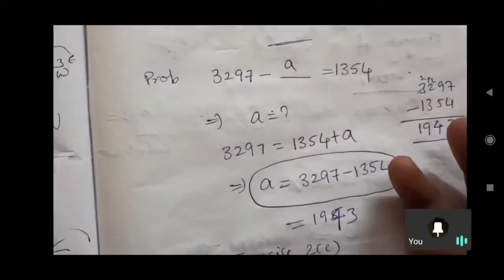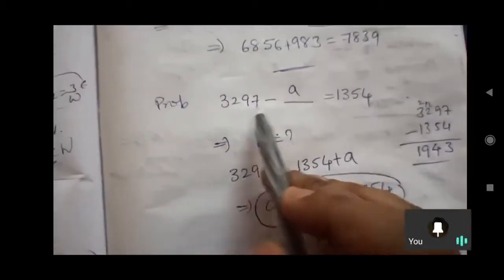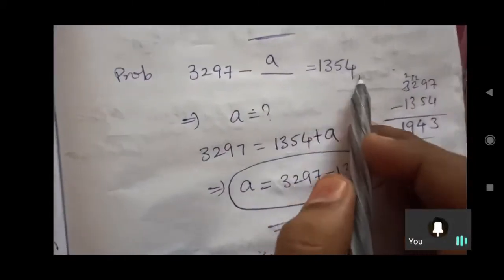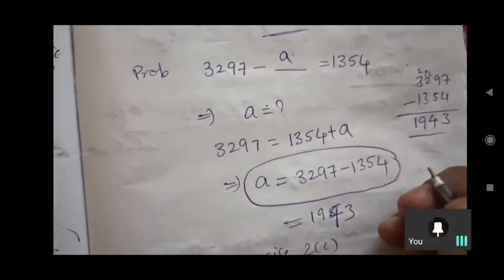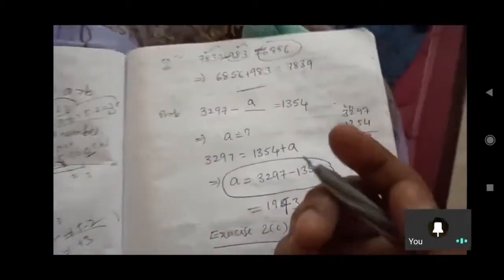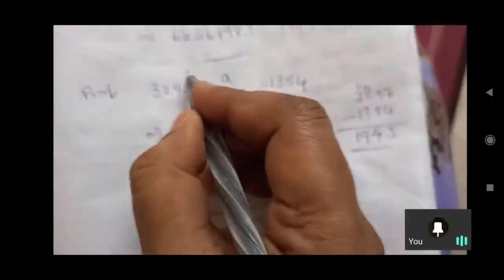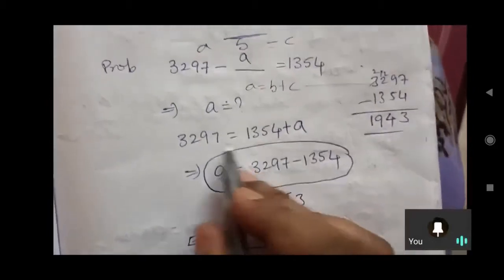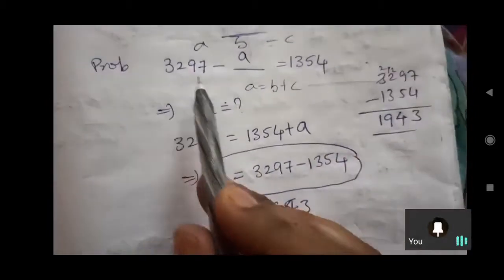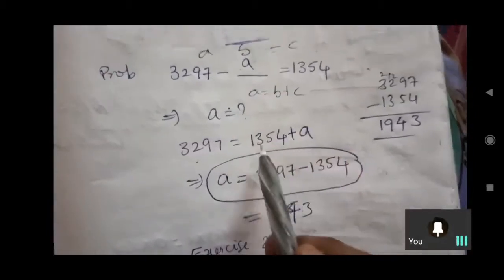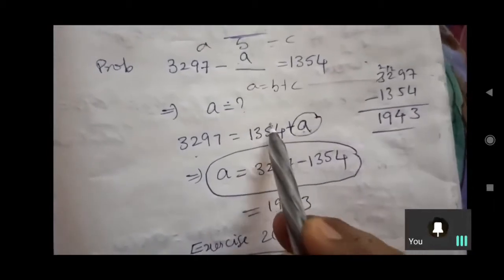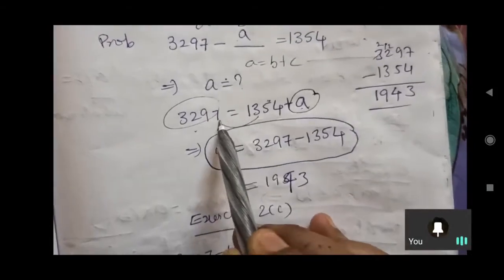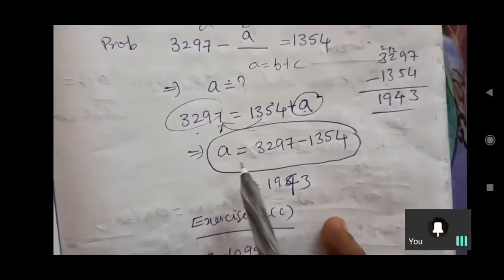Here, what about this? If they give 3297 minus a is equal to 1354, here also we have to use that inverse operation. So if a minus b is equal to c, then a is equal to b plus c. That only I am considering. Here a is equal to, we have to add these two. If we transpose also in this manner, we'll get a again.